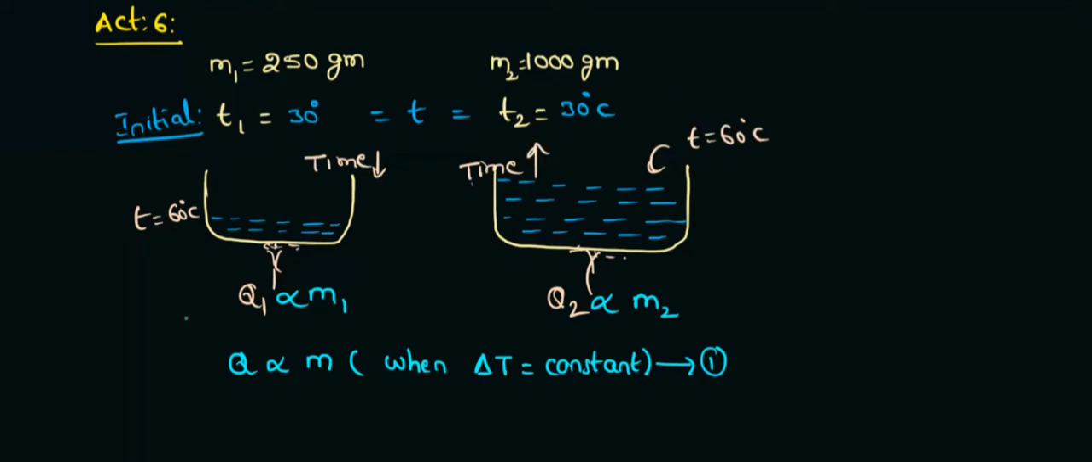So if you take another mass, 2 kg, in another container, what will happen? Can you guess? Yes, it requires more time than these two, because Q is directly proportional to mass. That is the first observation.